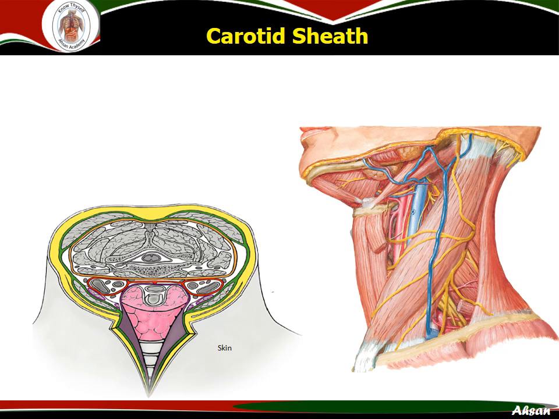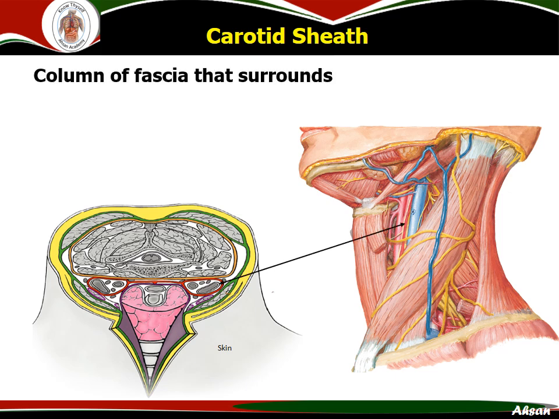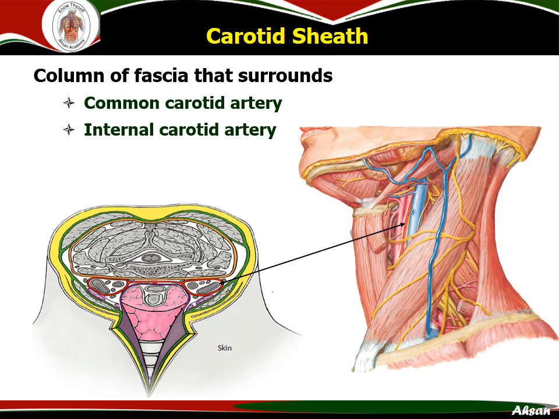Now the last one is the carotid sheath. It's a column of fascia that surrounds the carotid artery and nearby structures. So it encloses the common carotid artery, the internal carotid artery, the internal jugular vein, and the vagus nerve.